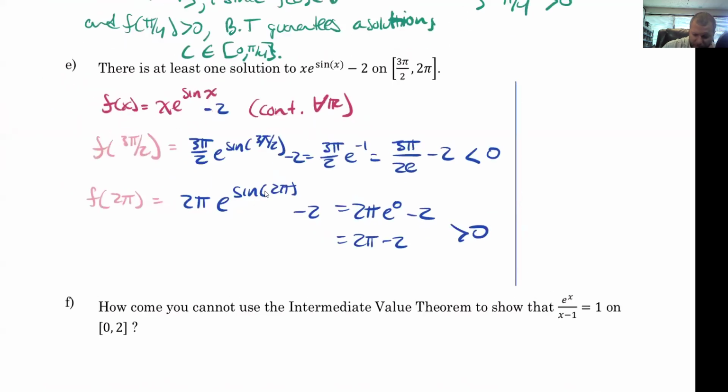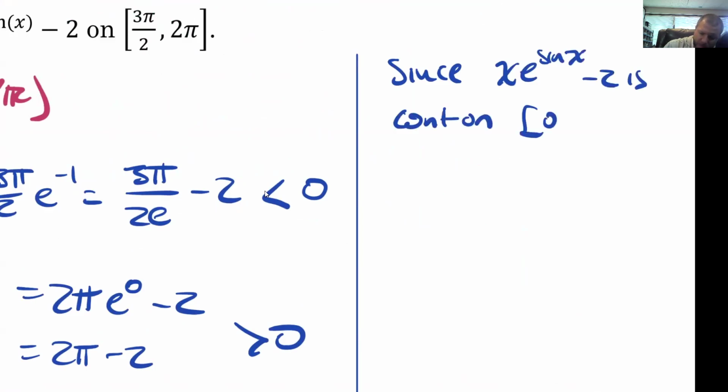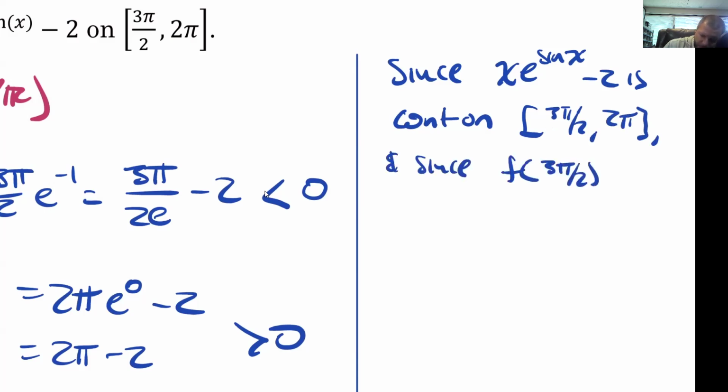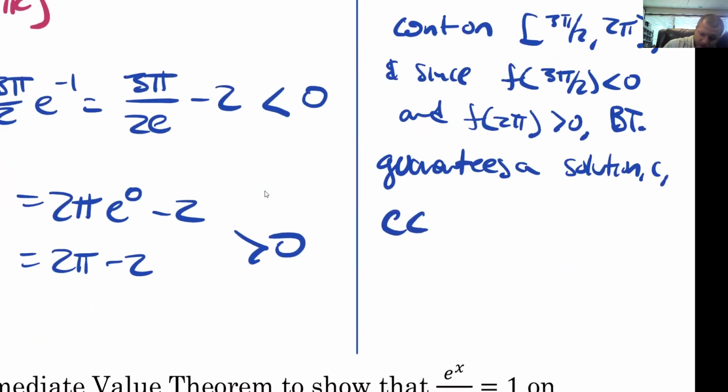And so again, we can now conclude. Since our function, which was x e to the sine of x minus 2, is continuous on our closed interval from 3 pi over 2 to 2 pi, and since f of 3 pi over 2 was less than 0, and f of 2 pi was greater than 0, Bolzano's theorem guarantees a solution c such that c is in this interval 3 pi over 2 to 2 pi. And there's our Bolzano's theorem.